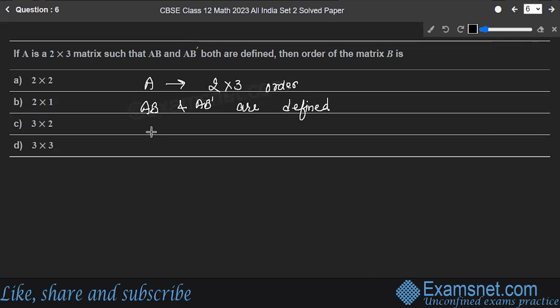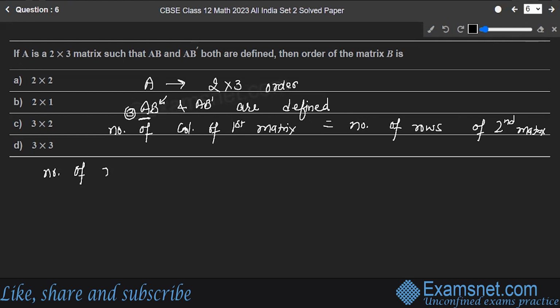Now, what is the condition for multiplying two matrices? The number of columns of the first matrix should be equal to the number of rows of the second matrix, right? So that means here the number of columns is 3. That means the number of rows in B should be equal to 3. Number of rows in B is equal to 3.